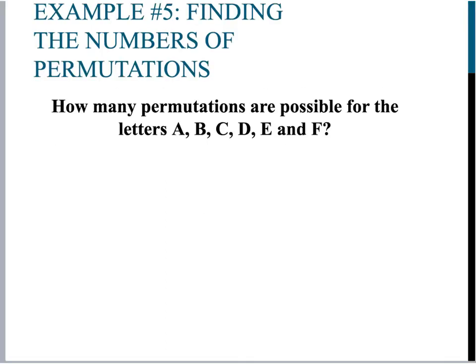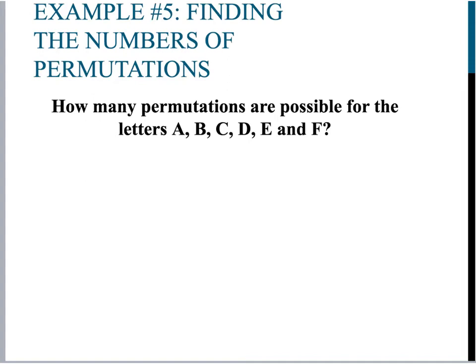All right, so in example 5, it asks for us to find the number of permutations. It says, how many permutations are possible for the letters A, B, C, D, E, and F? Again, this means the possible different ways that I can order these letters. A permutation is about differences in order. It doesn't want any repeats, okay?